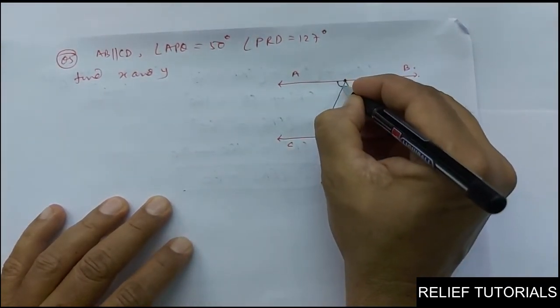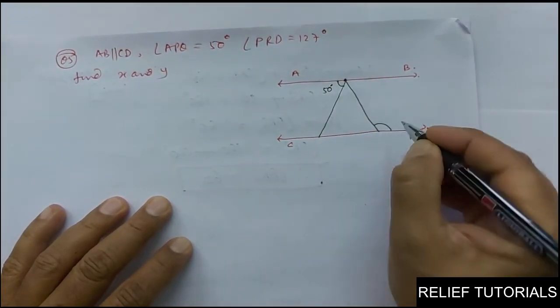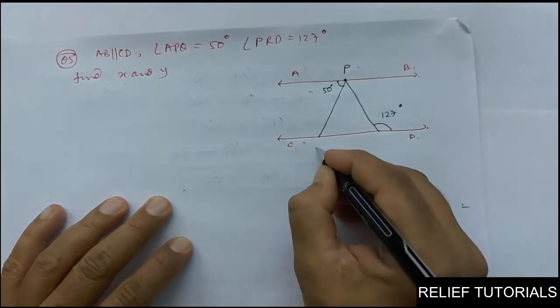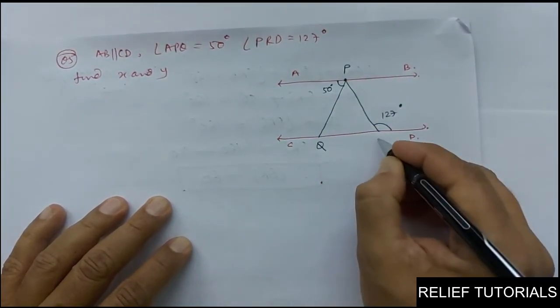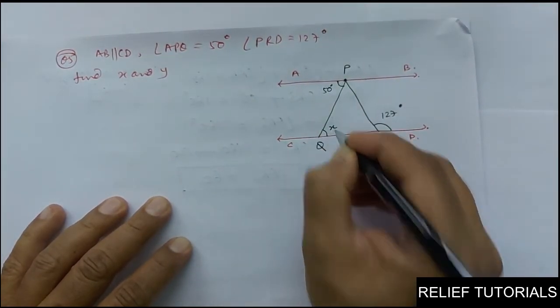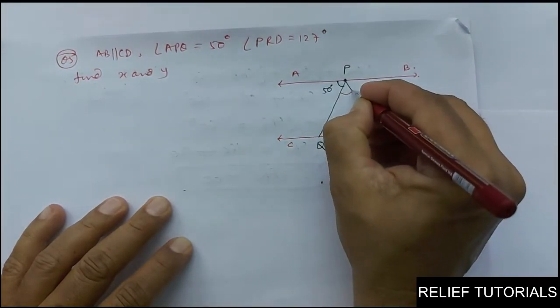So this is 50 degree. This is 127 degree. This is P. This is Q. This is R. And this is X. And you have to also find this is Y.